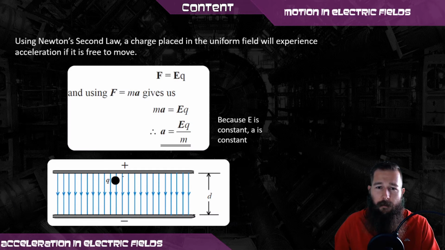Now that constant force is important as it relates to constant acceleration, which allows us to use our equations of motion. So using Newton's second law, F equals ma, a charge will experience acceleration if it is free to move. So if we know the force on a charge in an electric field is given by EQ, and force is also ma, we can equate these two, which results in the acceleration of a particle in an electric field can be calculated by the electric field strength times the charge divided by the mass of the charge.